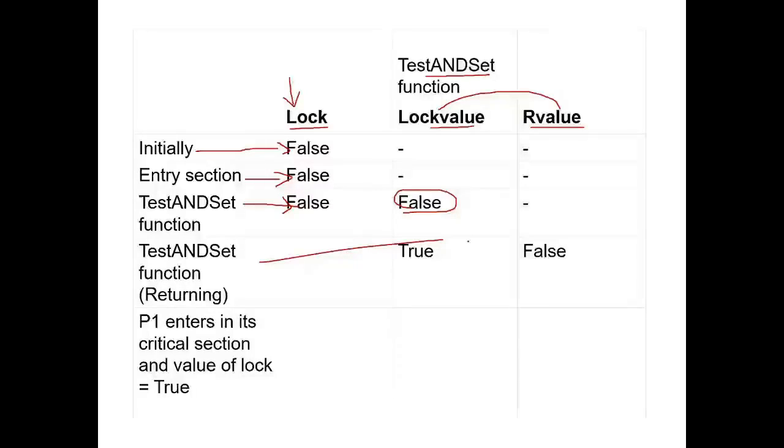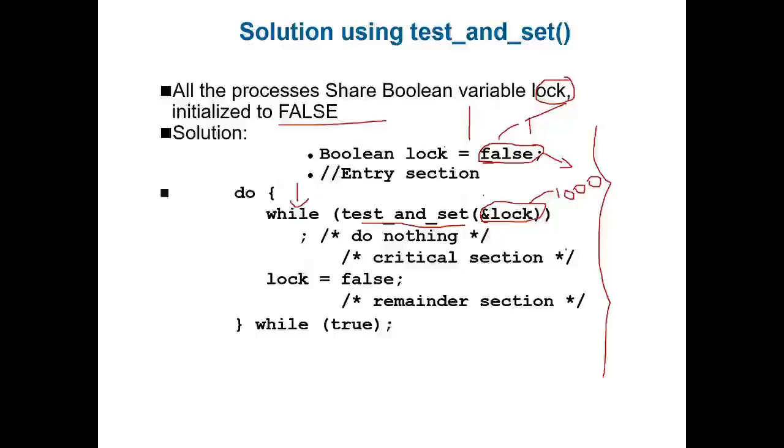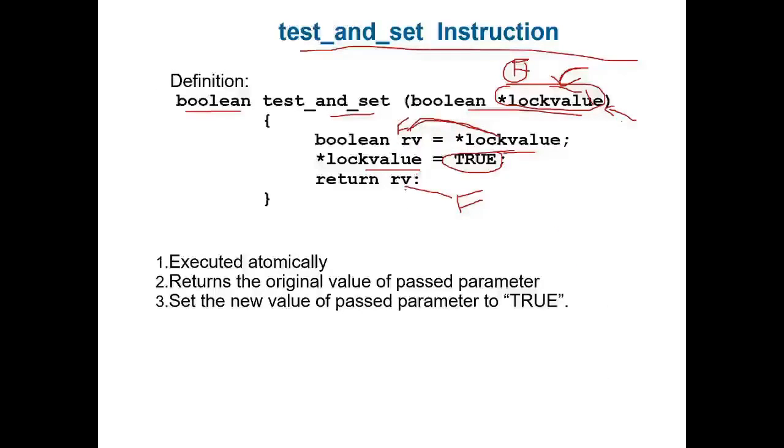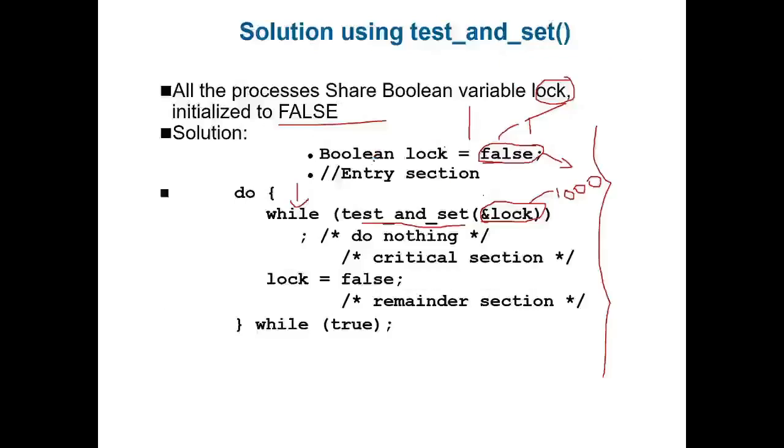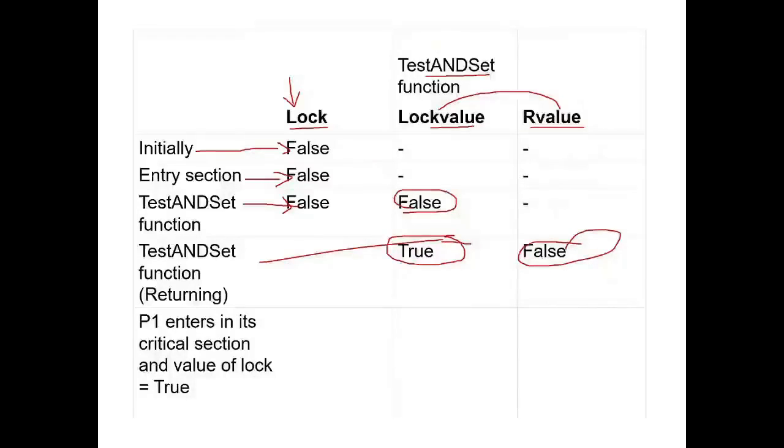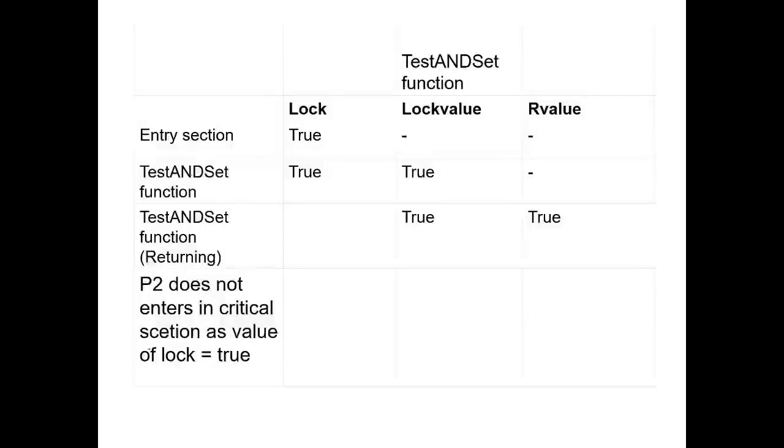While returning from test and set, the lock value is going to be true and R value is going to be false. You can check here. While returning, the R value is false and the lock value is true. And then P1 enters into the critical section, and the value of lock is true now. That means it will not allow the other process to enter in between, because the process P1 is already in the critical section.